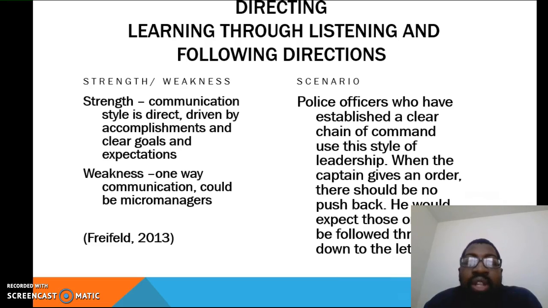Directing. Learning through listening and following directions. A strength of this management style is great communication. Their communication is direct, it's driven by accomplishments, and they typically have clear goals and expectations. One weakness of the directing management style is one-way communication. They could also be misunderstood as micromanagers. A police officer who has established a clear chain of command uses this style of leadership. When the captain gives an order, there should be no pushback. He should expect those orders to be followed through down to the letter.